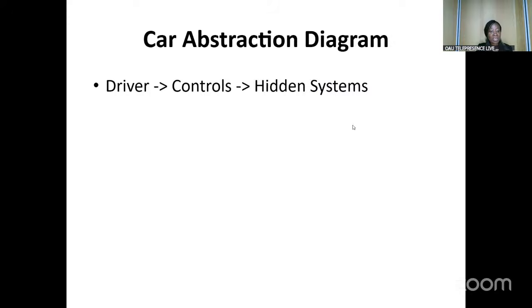So can you see the car abstraction diagram? You have the driver, the controls, and the underlying systems. I think you have been listening so far. If you have any other example you can mention, you can suggest any of them.